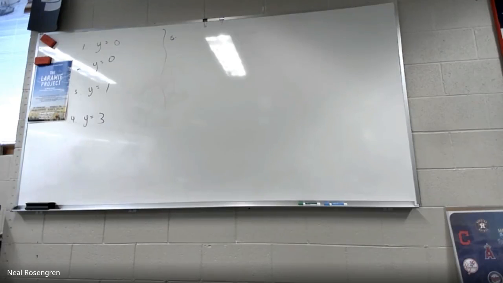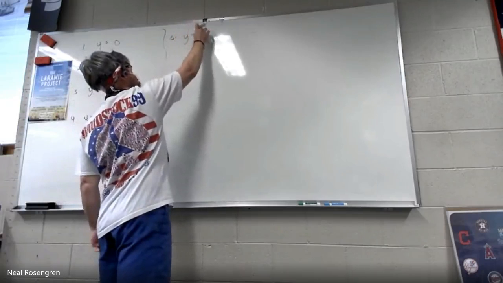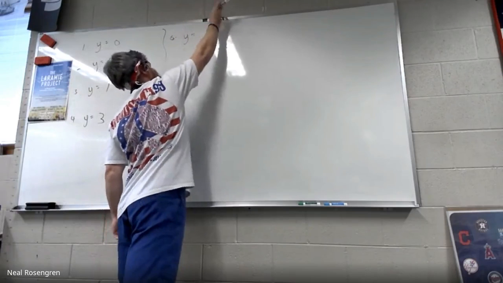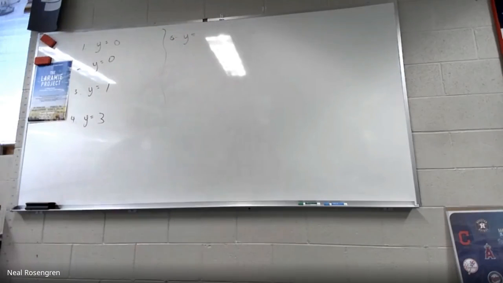Degree on top is 2. Degree on bottom is 1. If the degree on top is larger than the degree on bottom, do we have a horizontal asymptote? What do we have instead? A slant asymptote or an oblique one. How do we figure that out? How are we going to figure out y equals something? What's the process? Because this is the only one that's actually going to take some work.